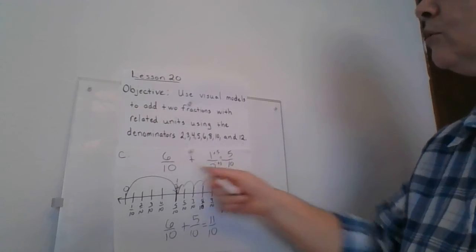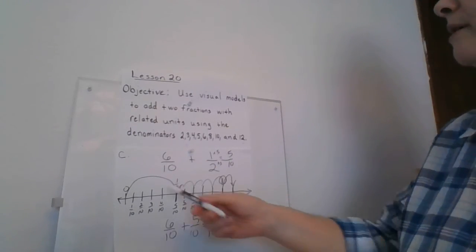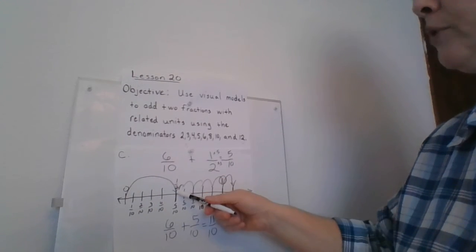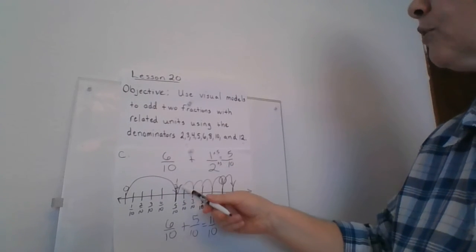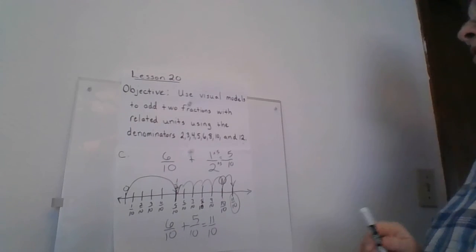So if you were to do your equivalent fractions first, you could have done 5/10. You could show the 5/10 jump, which is equivalent to the 1/2, and then shown 6 more jumps, 1, 2, 3, 4, 5, 6, to get to 11/10.